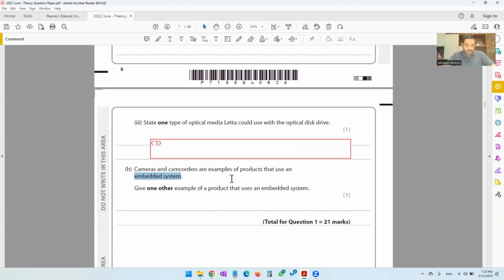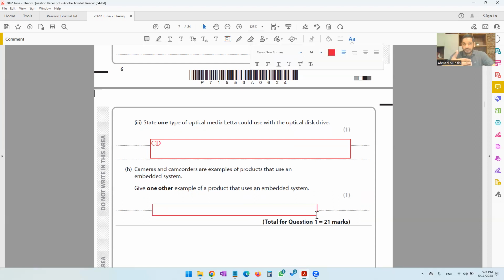Give one other example of a product that uses an embedded system. You can think about any other computer that has been designed for a specific task. It could be a calculator, a fully automatic washing machine, or a microwave. Any one of them you can talk about. With that, we have come to the end of question number 1.